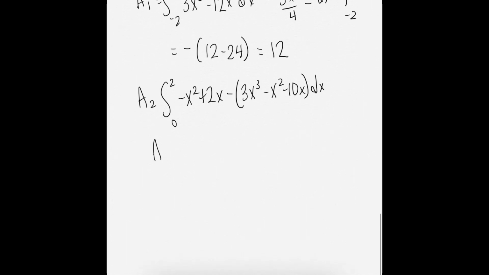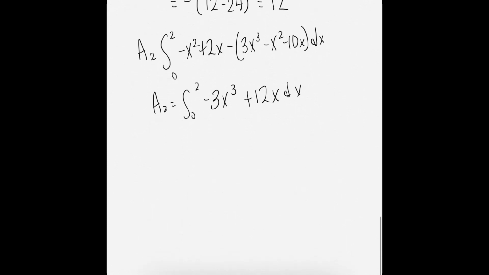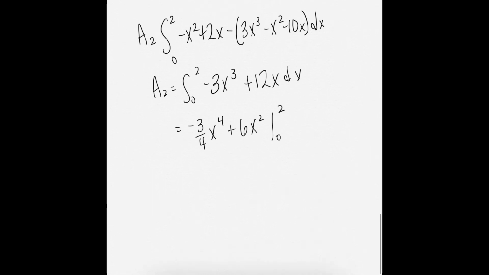So pause it and see if you can finish it. I'm going to combine my like terms first. Again, my x squared terms cancel out. Now I'll have -x cubed and positive 12x dx. When I integrate this, I will get -3/4 x to the 4th plus 6x squared from 0 to 2. Then when I plug in, I will get -12 plus 24, which gives me positive 12.